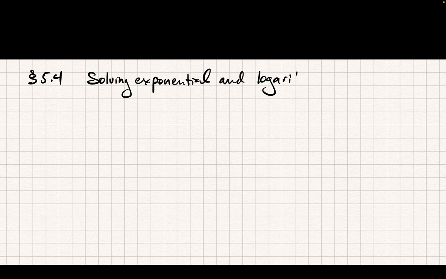There it is. All right, so we're starting section 5.4 today. This is solving exponential and logarithmic equations. So can somebody think back to what the one-to-one property is? Or one of the ways to write the one-to-one property?